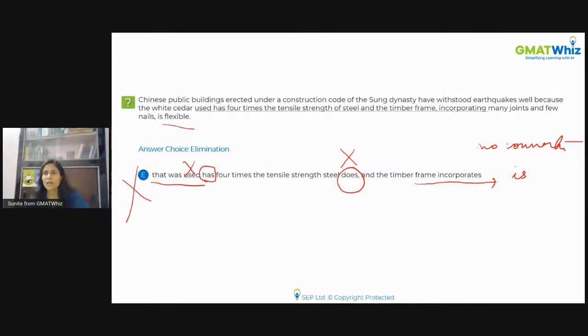Bhavesh is saying two independent clauses joined by and rather than because. So Bhavesh, because is joining the first clause, that is, Chinese buildings erected have withstood. So Chinese buildings have withstood because, then the reason, okay?